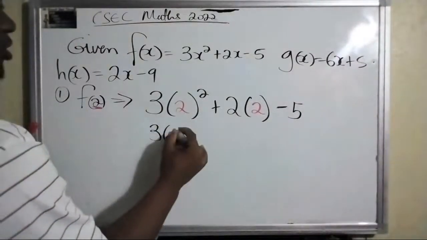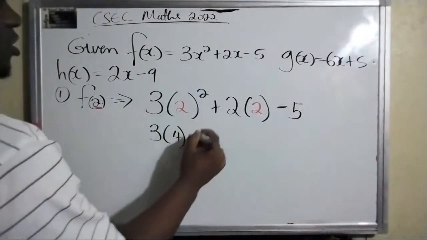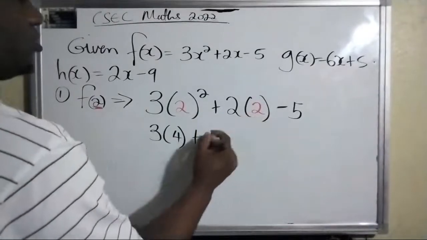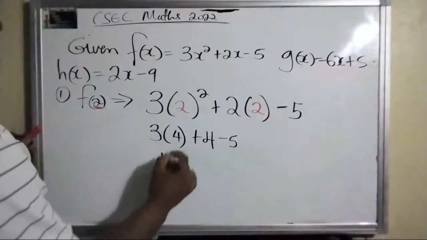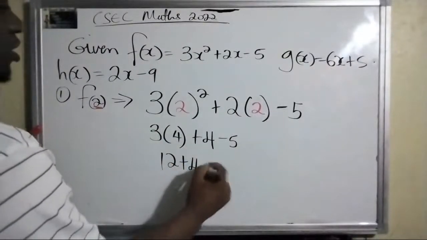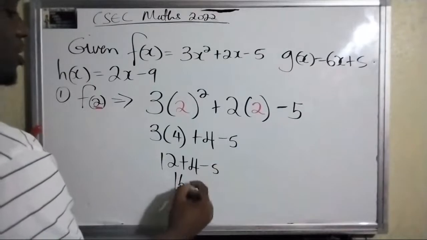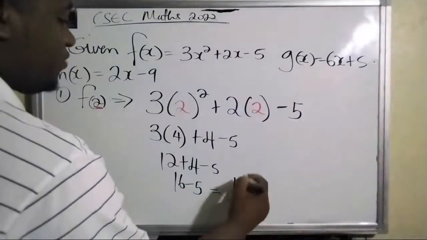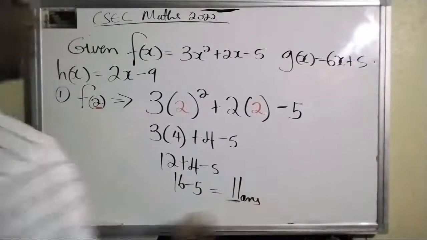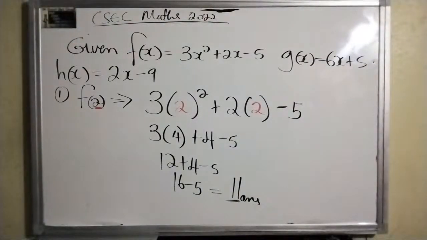So we have 3 times 4 plus 2 times 2, that gives us 4 minus 5, alright? So 3 fours are 12, bracket means to multiply, plus 4, that's 16. So that is 16 minus 5, and that gives us 11. Alright, so our answer for F2, if you put 2 in the function, will give us 11 as our answer or the output.